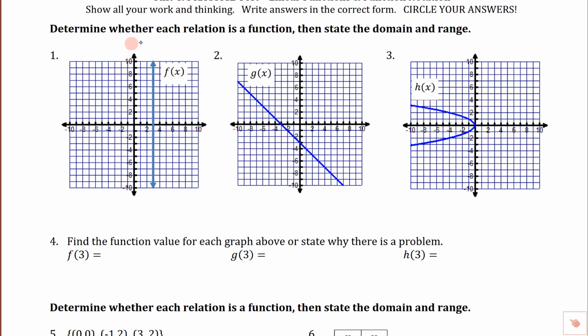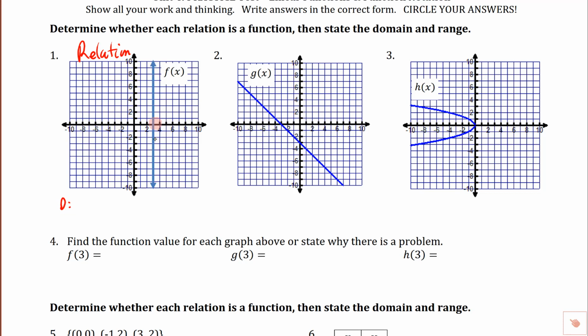So on this first part it says, determine whether each relation is a function, then state the domain and the range. So on this one right here, we've got this graph. So here's f. You'll notice this is a vertical line, and it definitely would not pass the vertical line test. So what we're going to write here is we'll write relation, and then we'll do the domain down here.